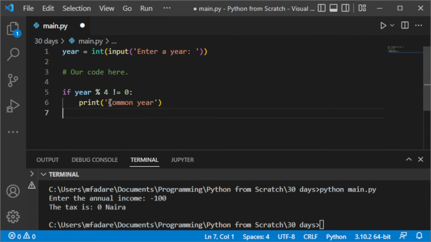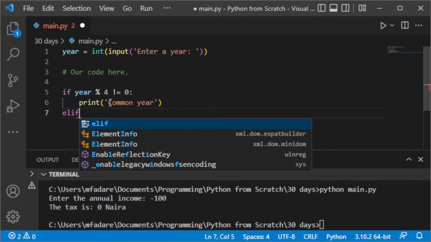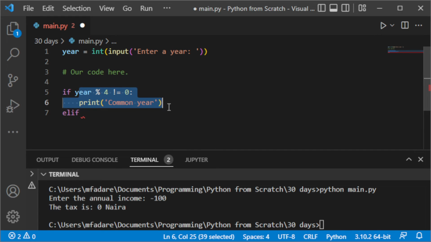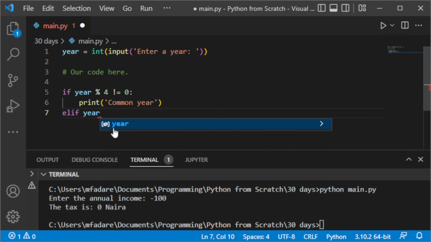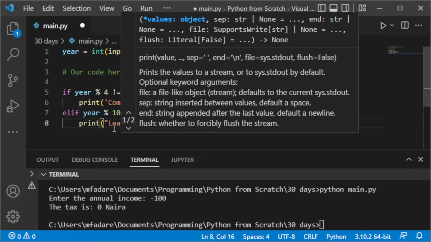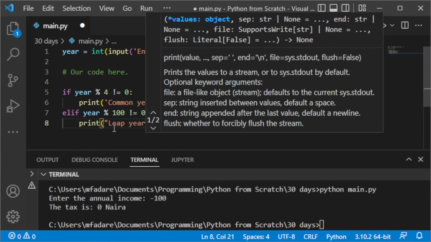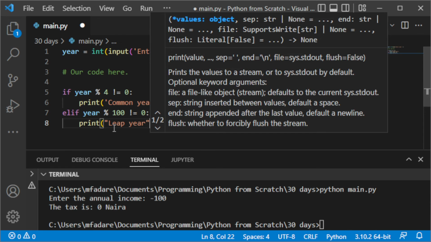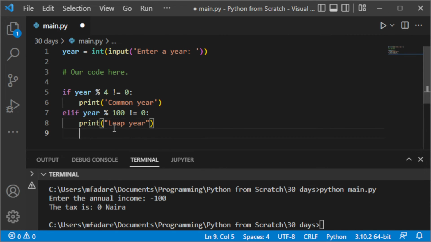Now the other condition says that otherwise, if it is not divisible by 100, just the same thing we've done, but this time we use elif. Elif means we have done a condition and it was not met, so let us do another condition. And if the second condition is met, do the next instruction. So 100 not equal to 0. Then this should be a print. Like I said, you notice I'm using double quote and single quote interchangeably, but I prefer using the single quote every time.